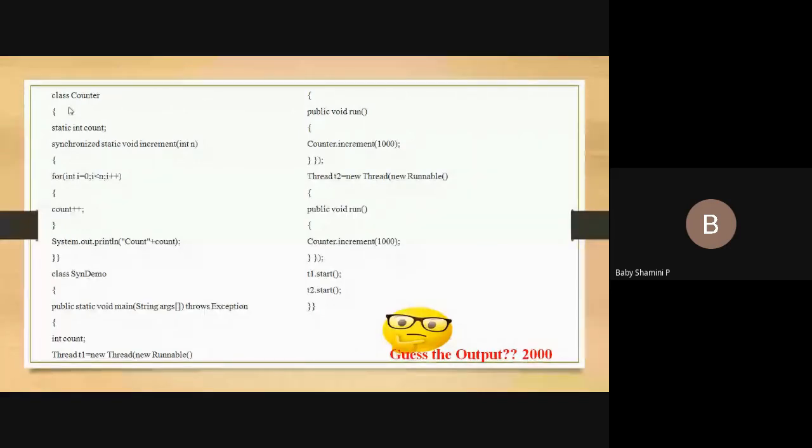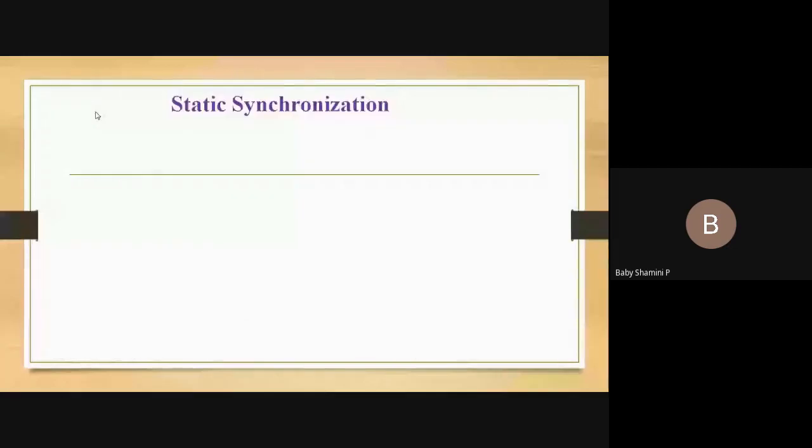This is the class Counter. In the previous example, we must create an object for the Counter class. Through the object only can we access the Counter class, isn't it? We have to create the object, Counter c = new Counter(), and c.increment(). In this way we can access the function. I will show the previous example.